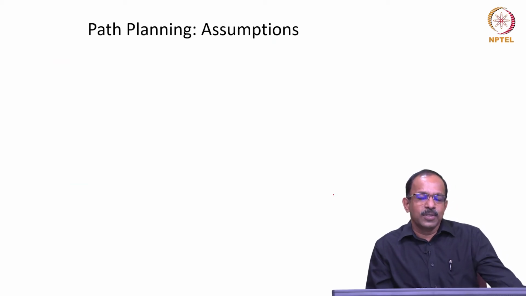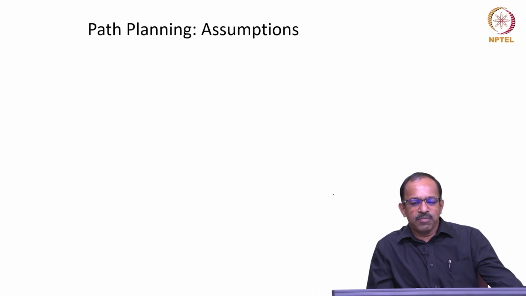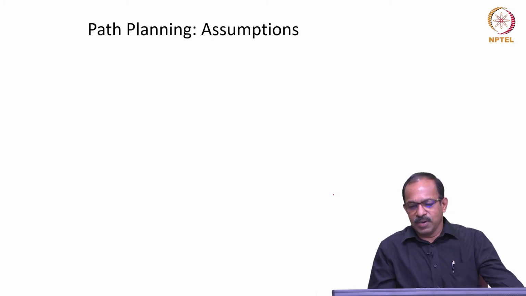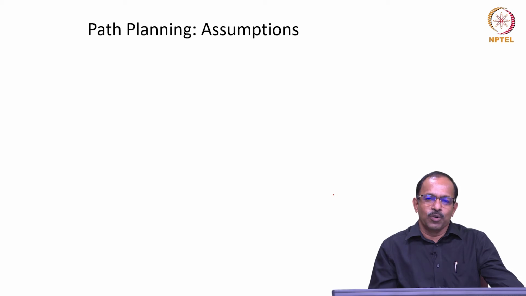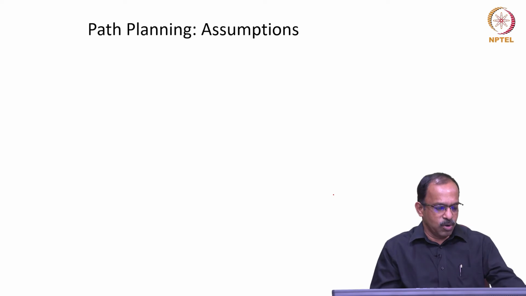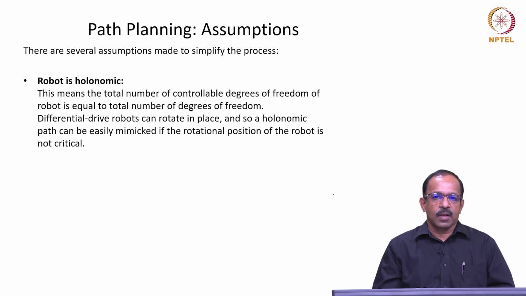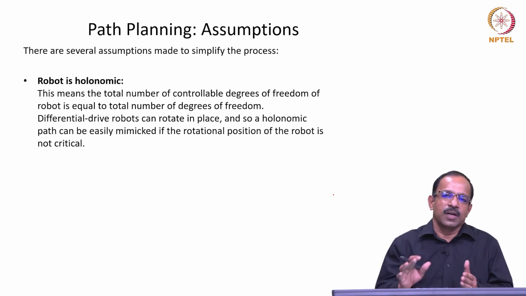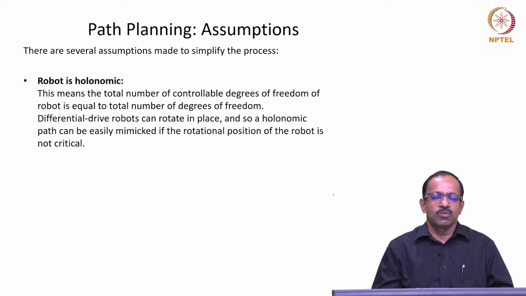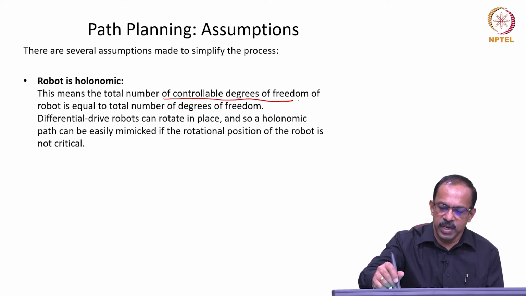When we plan the path for a robot, we make a few assumptions to make our life easier, without too many complications in the planning stage. We assume that the robot is a holonomic one. A holonomic robot can move the way it wants. It has enough controllable degrees of freedom: the total number of controllable degrees of freedom is equal to the total number of degrees of freedom.